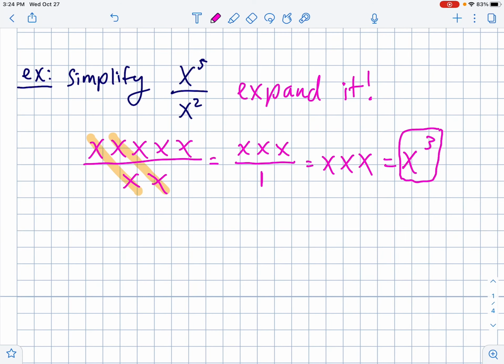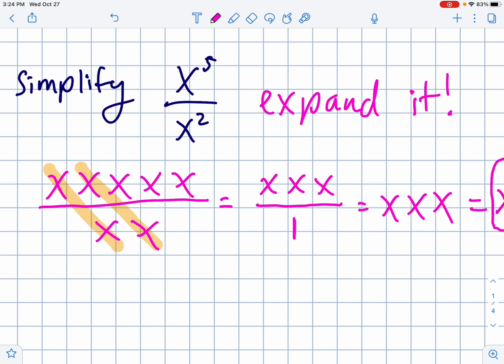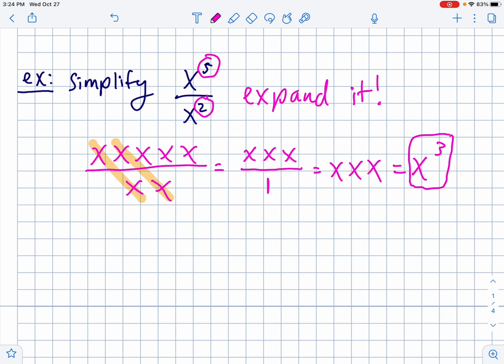Now, that was kind of the long route of expanding it. But if you look back to the OG, what happened between the 5 and the 2? Well, anytime you're canceling out sets of x's, it's like you're subtracting those 2 x's out of the bottom from the 5 on the top. So the 5 minus 2 gave us the 3. And we're going to put all these rules together at the end of this.